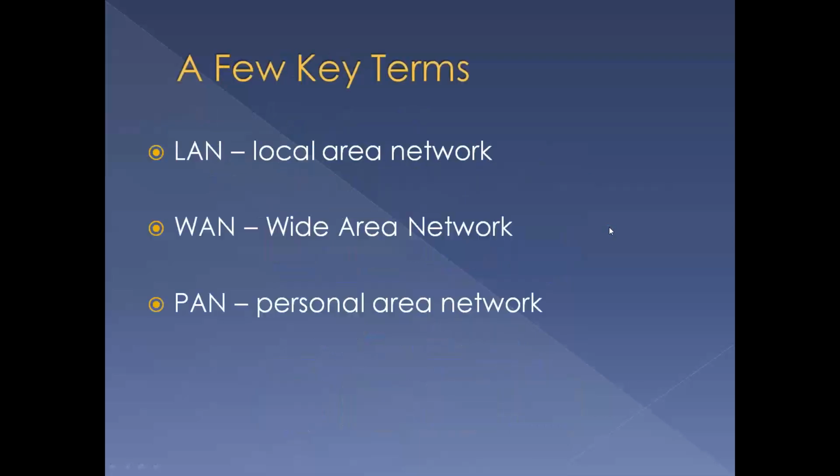All right, a few key terms. Local area network, LAN. WAN is wide area network. And PAN is personal area network. Right, personal area network often refers to the Bluetooth network that surrounds you, very localized, personal.